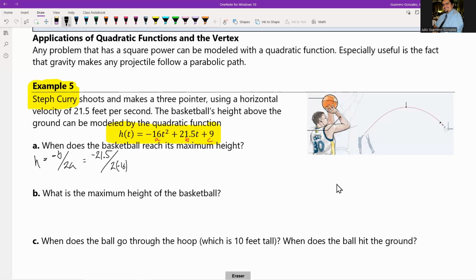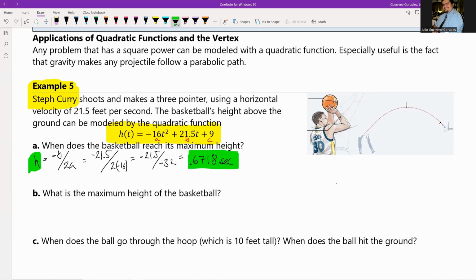Okay, let me clean that up a little bit. Negative 21.5 over negative 32. Notice that everything worked out on its own. This is going to end up being positive, right? So if you compute this, you actually throw this in a calculator, 0.6718 seconds. Okay, so when does my basketball reach its maximum? At that many seconds. And the way that we computed it was h.